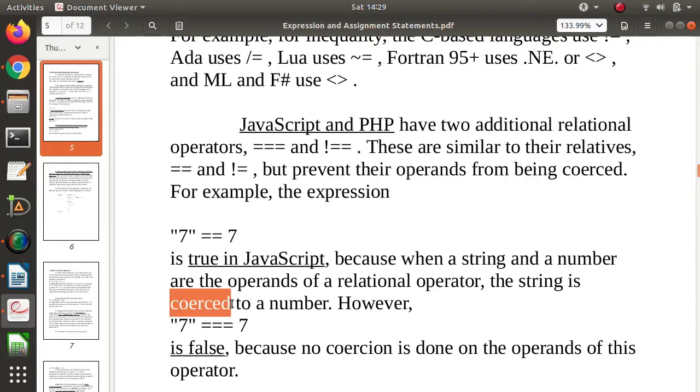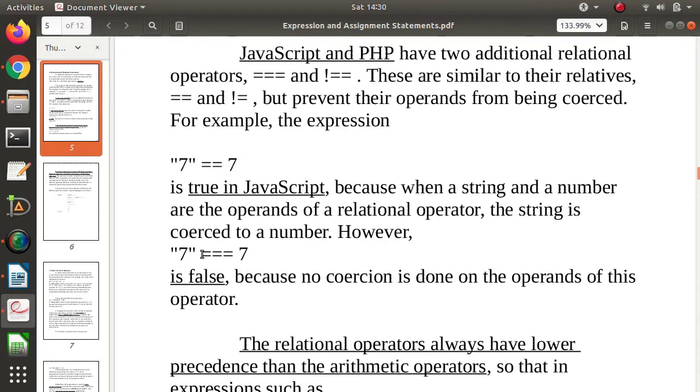This concept is called coercion. So this gets coerced to a number, and then it gets compared to this whenever we are using the double equal to operator. While when we use triple equal to like this, the output of this is false, because at that time it is considered as a string while this is considered as a number.